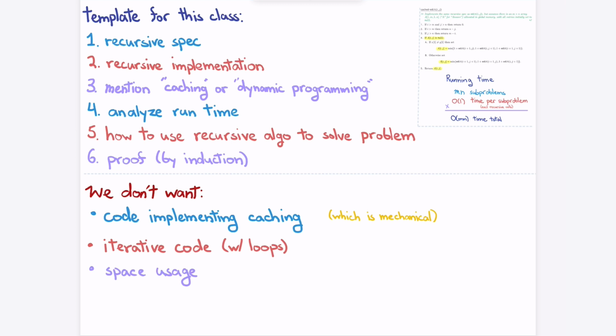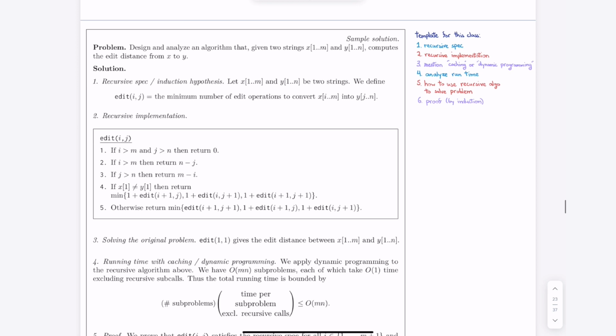And I'm not too concerned with how much space you use. There are some problems where instead of filling out the whole table, you can be clever and only save some of the solutions, but I don't care. If we just focus on this and get that down, that's pretty good. Just try to get the correctness down correctly. Running time is more important than space usage. At the very least, the space usage is always at most the running time because you can only write one thing each step. So I'm not going to worry too much about that.